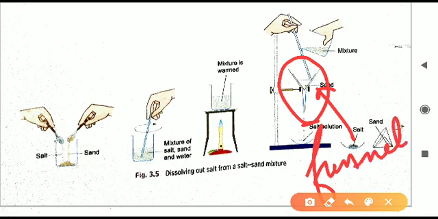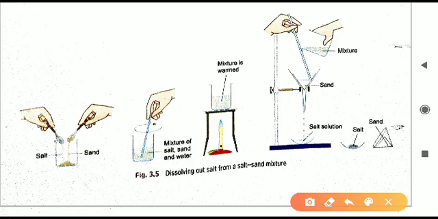The funnel we have taken, and in that we have taken a filter paper. We have kept one filter paper in that, and we are filtering it now. So when we put this mixture, as you can see, they are putting the mixture and it is going down into the funnel, and from there we are getting the drops of salt solution.